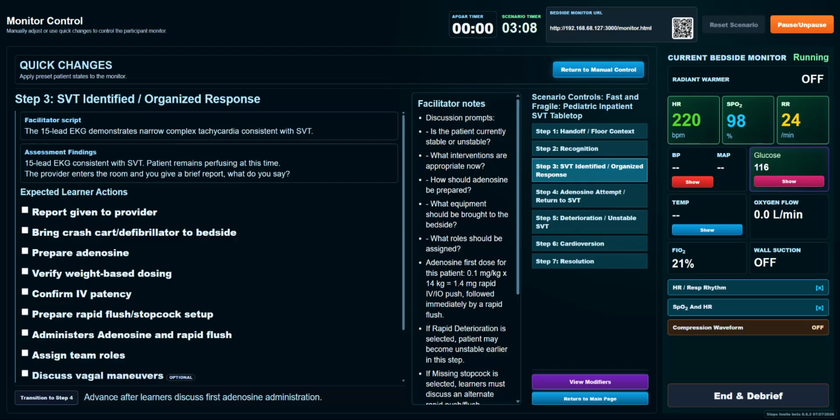So moving on, the EKG as facilitator, I know what they're seeing, and here I am getting more notes for me to kind of drive the communication. They're going to report to the provider, and the crash cart is coming to the bedside because we're going to prepare adenosine and verify that weight-based dosing. They want to make sure they have an IV. As they're doing this and talking through it, I'm just checking it off on my screen. So this is also helping me build a debrief.